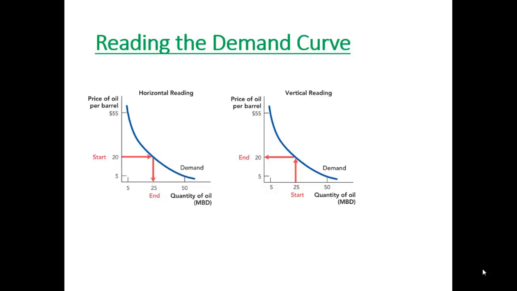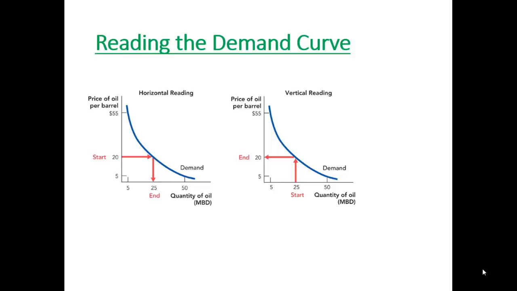Now the way we just read the demand curve is what's known as a horizontal reading of the demand curve. And that's what's shown on the left-hand graph in this particular slide. Again, all you're saying is, at a given price, how much are the consumers willing and able to buy?